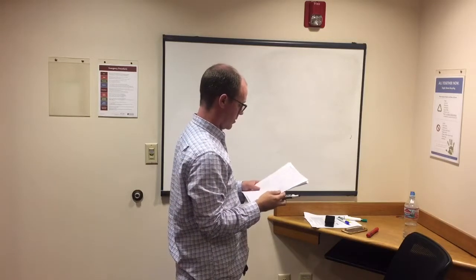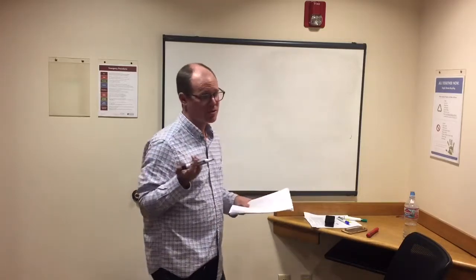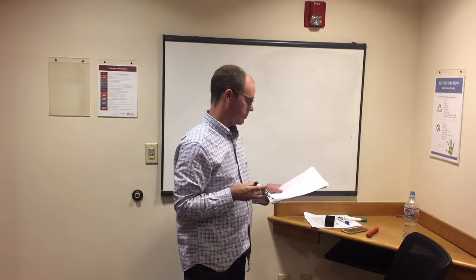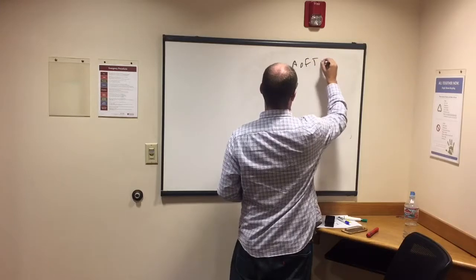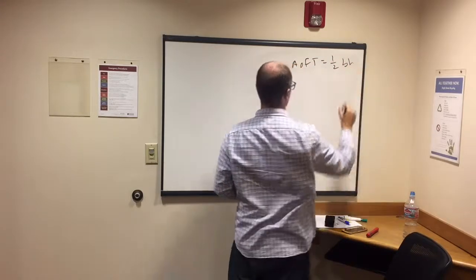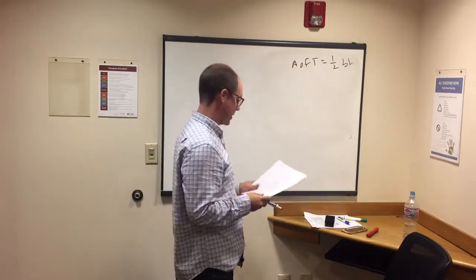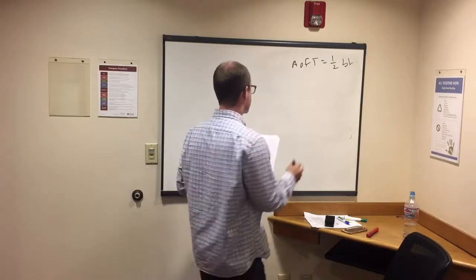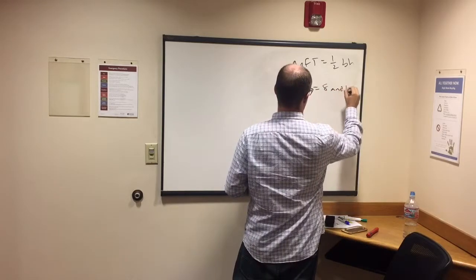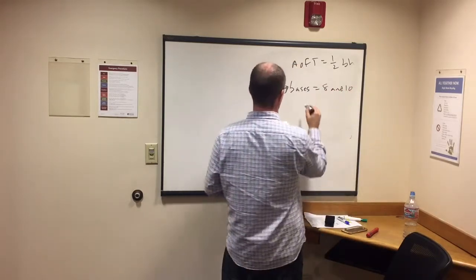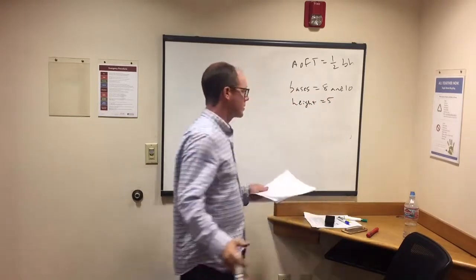Okay, last one, trapezoid. Trapezoid is maybe the hardest one to remember. Area of a trapezoid equals 1/2 base times height, but a lot of times with a trapezoid they'll give you two bases. So they'll say, for example, the bases have a length of 8 and 10, the height is 5, and they want you to solve.